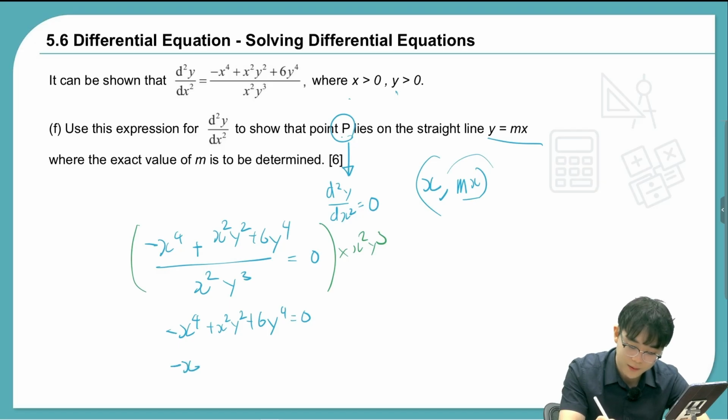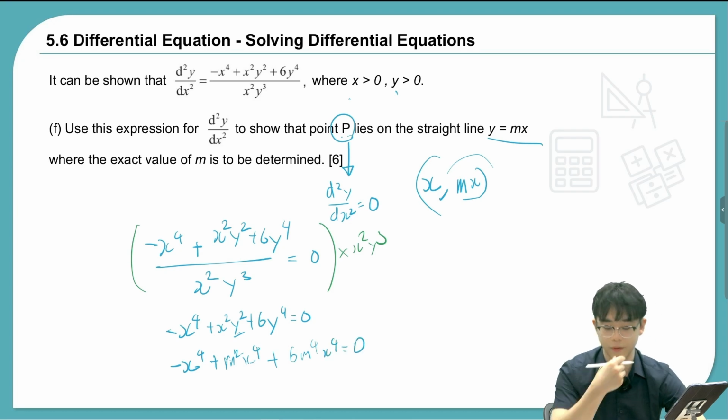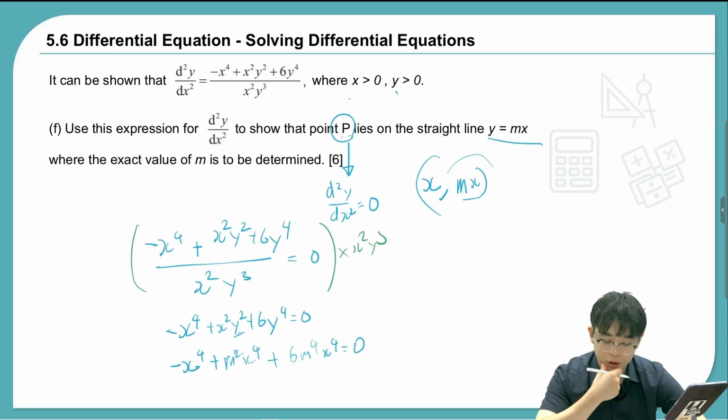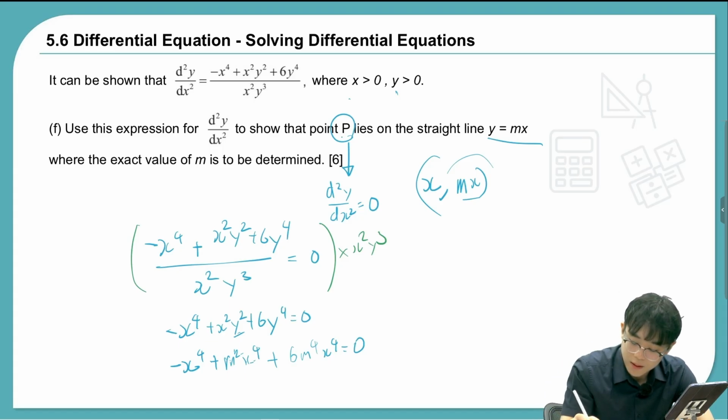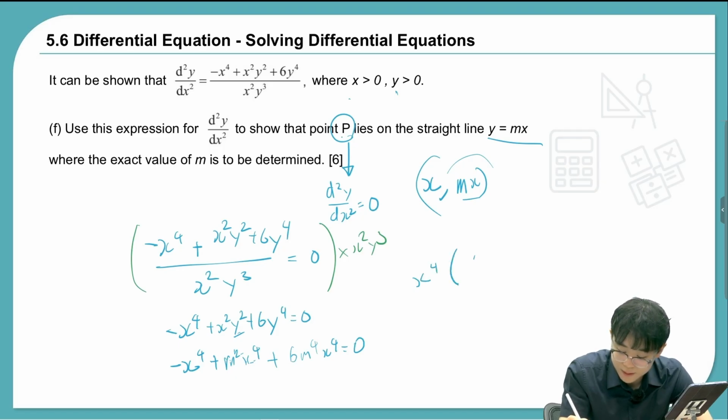So we get negative x to the power 4 plus m squared x to the power 4, plus 6m to the power 4 x to the power 4. That's going to equal 0. Okay, so that means we have x to the power 4 times 6m to the power 4 plus m squared minus 1. That's going to be 0.